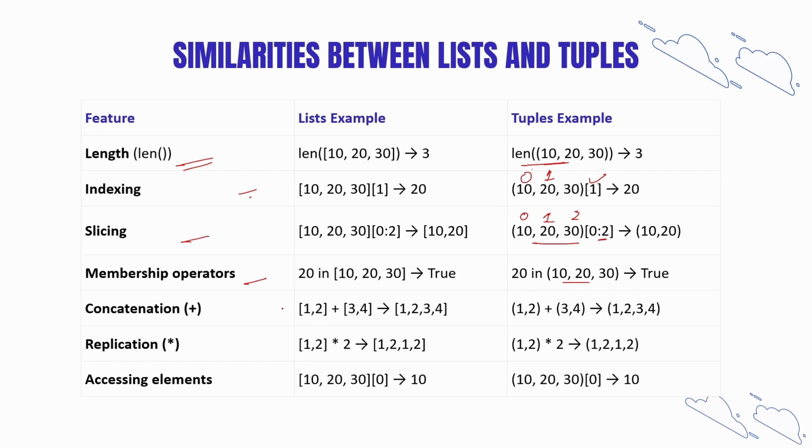Okay. Next is concatenation. For concatenation, we say 1, 2 plus 3, 4. This is the first tuple, this is the second tuple, and then we join them using the plus operator. So we get 1, 2, 3, 4. Then is repetition. For repetition, we say 1, 2 into 2 times. So repeat this 2 times. So we get 1, 2, 1, 2. Okay. Then is accessing elements. Here we say 10, 20, 30 is a tuple and we want to get the element at the 0th index. So it gives us 10.